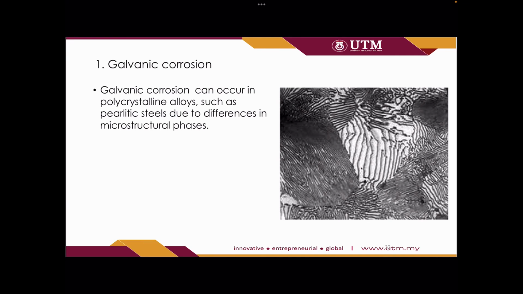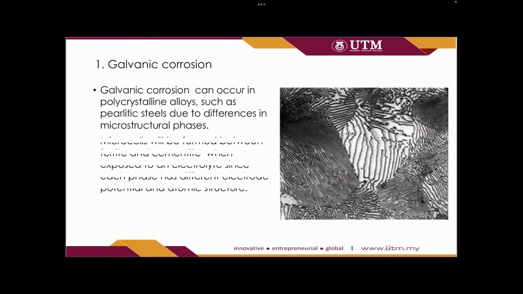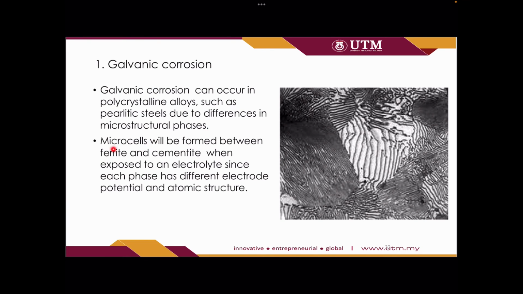In fact, galvanic corrosion can also occur in polycrystalline alloys such as pearlitic steel, due to the difference in microstructure phases. A microcell will be formed. Microcell means a small-scale electrochemical cell will form between ferrite and cementite when exposed to an electrolyte, since each phase has a different electrode potential and atomic structure. So let's say this is a lamellar structure, the lamellar structure inside the pearlite.